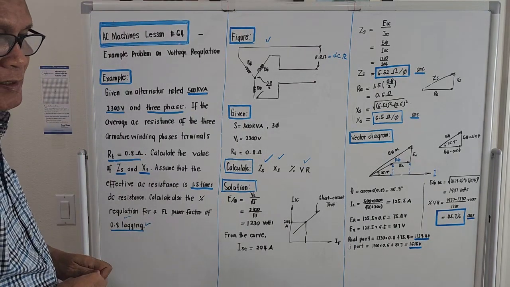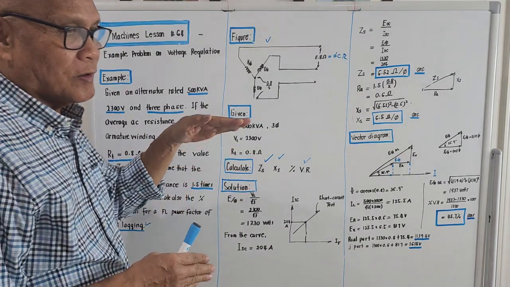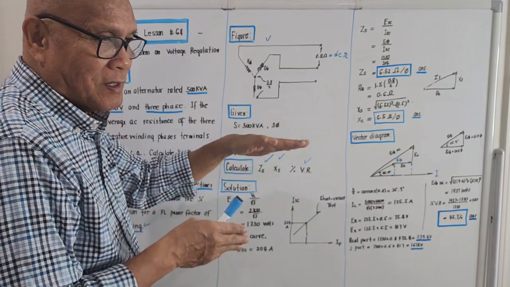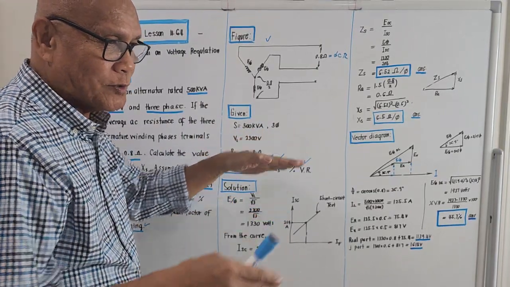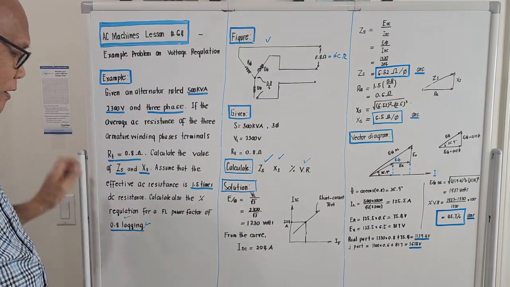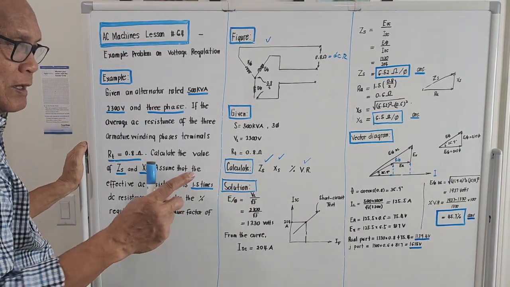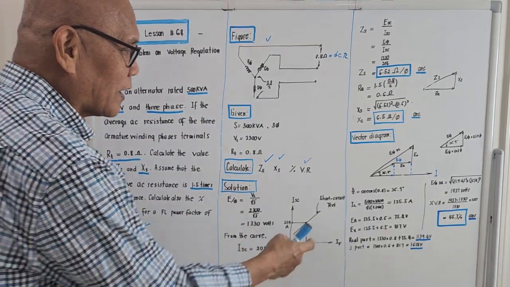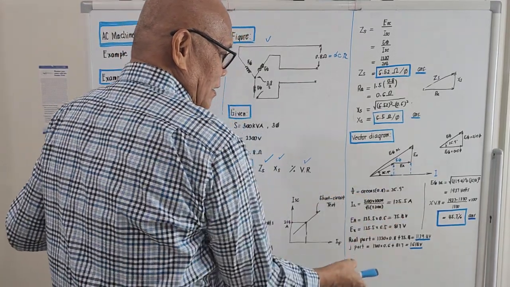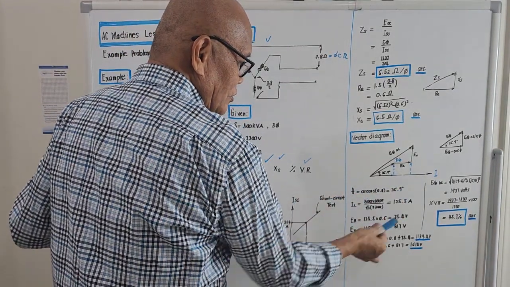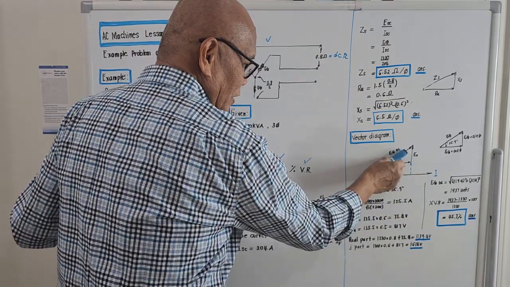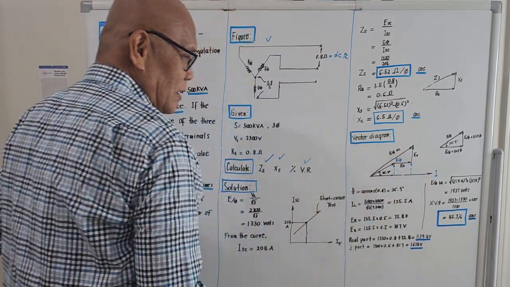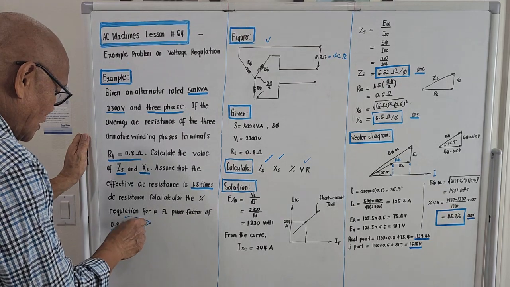0.8 lagging means the current lags the phase voltage by an angle theta, which is computed by taking the arc cosine of 0.8. Later on we could compute the angle of lag. That's an easy one. It is simply the arc cosine of the given power factor, which is 36.9 degrees. So if this is the current and this is the voltage, the angle separating the current and the phase voltage is 36.9 degrees. That's the meaning of 0.8 lagging.